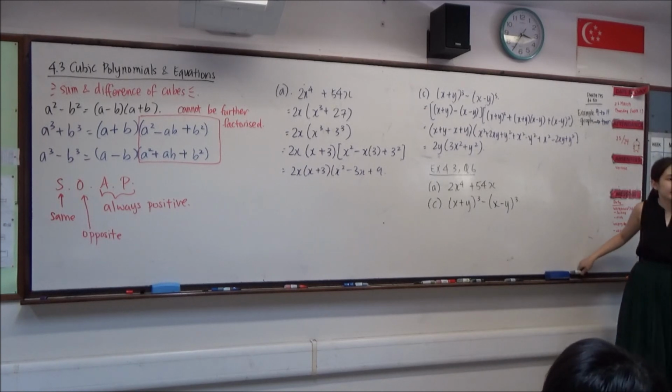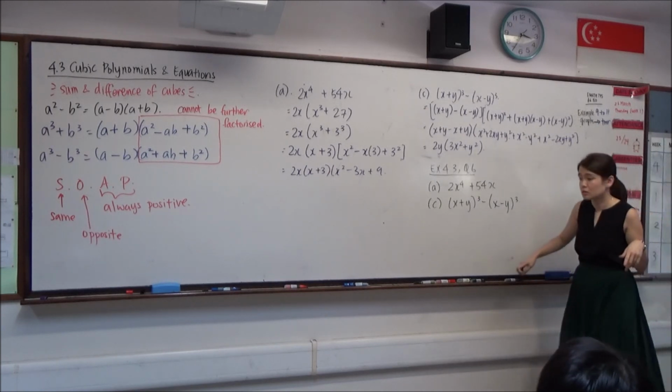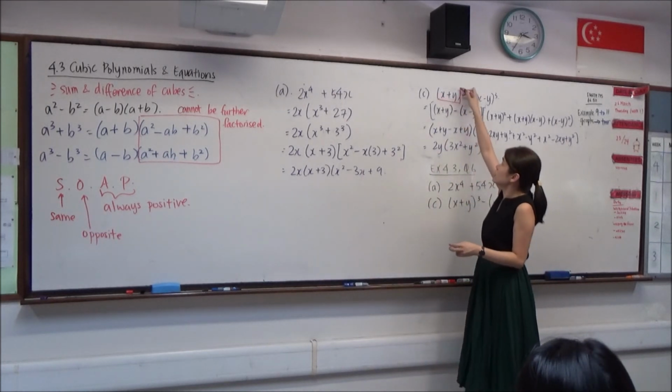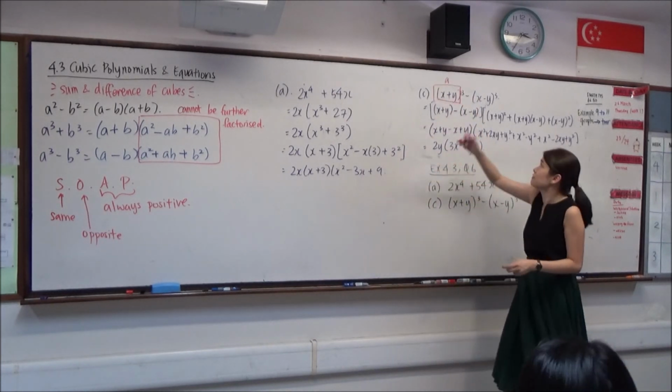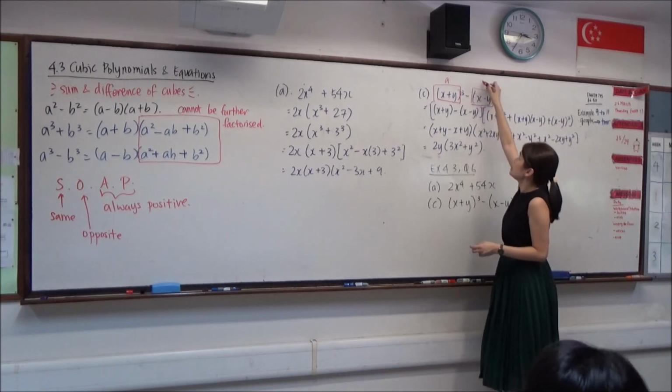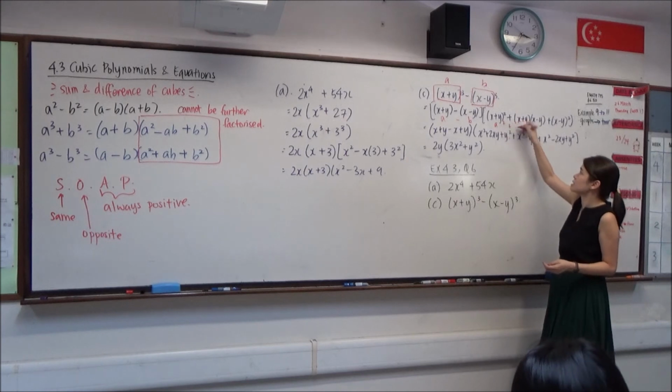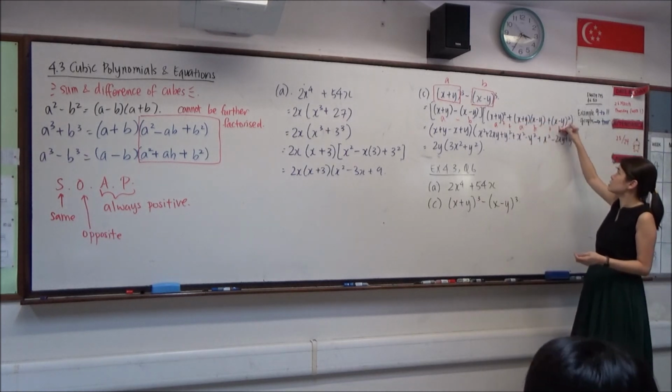Does anyone not understand? You need to recognize that x plus y over here is the a that we're looking at in the formula, and this is the b that we're looking at. So a minus b, a squared plus ab plus b squared.